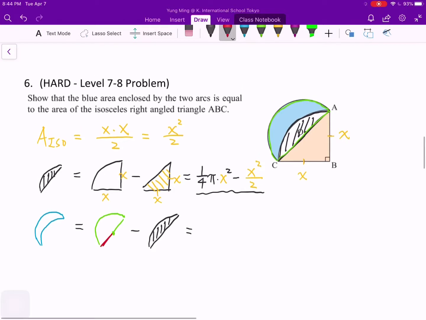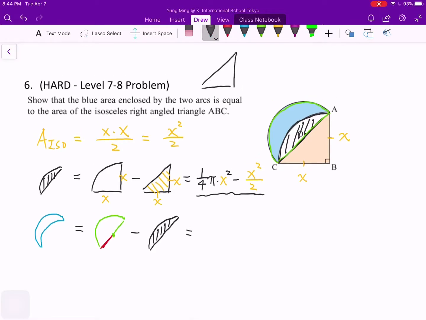We need to look at the original right isosceles triangle. Right? So this is A, B, C. Right? This is the one that we saw before. We know the area. The area is x squared over 2. But we want to find out this length over here, which is half of AC. First of all, what is half of AC if this is x and this is x?